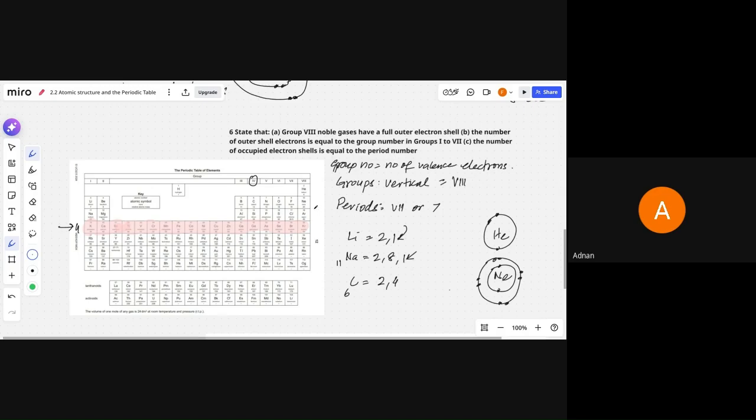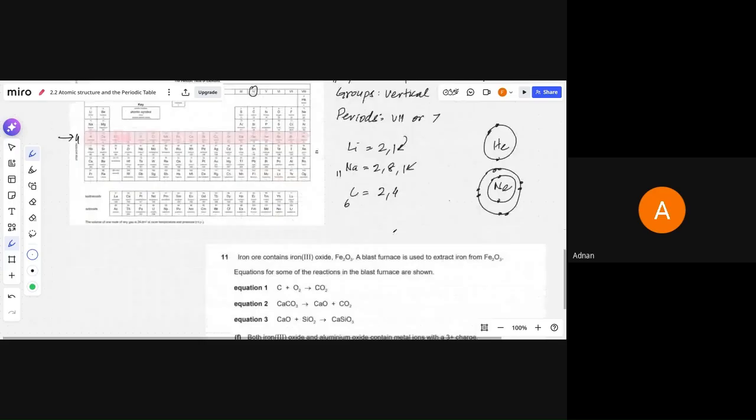For argon and krypton, you can draw the electronic structure by yourself, and you will see that their outermost shells are also complete. We will talk more about this in our upcoming lessons in chemical bonding, why this concept is very important and why we are emphasizing that in group 8, all the atoms have a complete outer shell. So this was today's lesson.